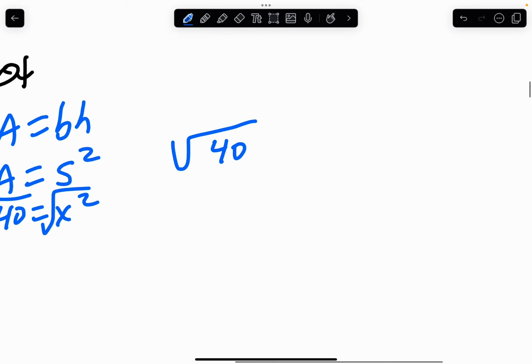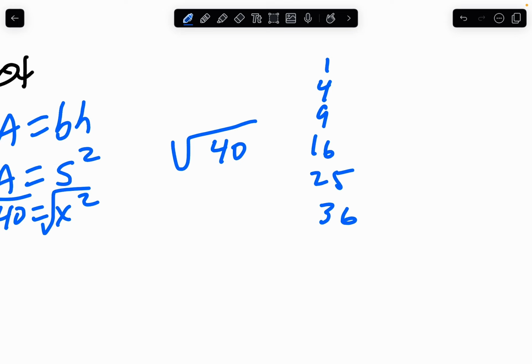How do we simplify that? We pull out perfect squares. What are the perfect squares? 1 squared is 1. 2 squared is 4, 3 squared is 9, 16, 25, 36, and then 49 is too big. 36 times 2, too big.